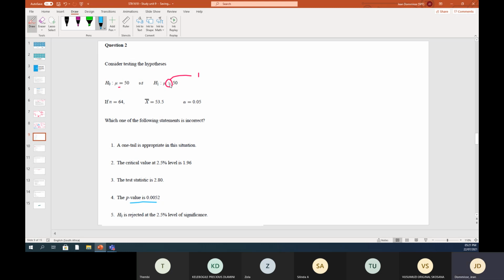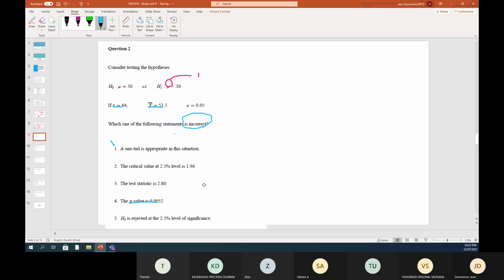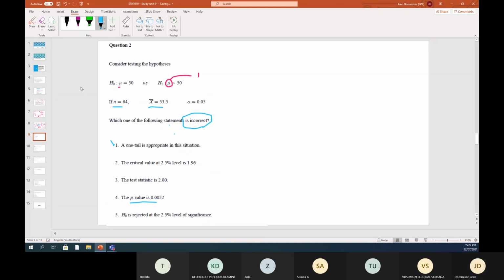Okay, so bigger means that we only look at a one tail. Unfortunately, again, the incorrect one. So one tail is appropriate. So let's look at what they also give us. They tell us what your mean, your n, x. They don't give us standard deviation. Am I missing that somewhere? No, they don't give us standard deviation. So how can we do this without standard deviation?